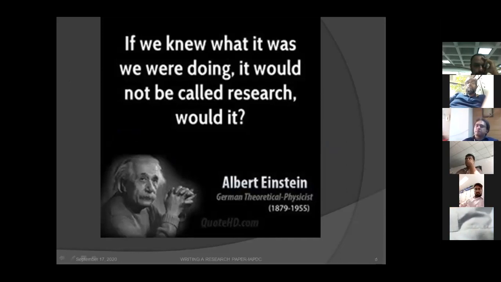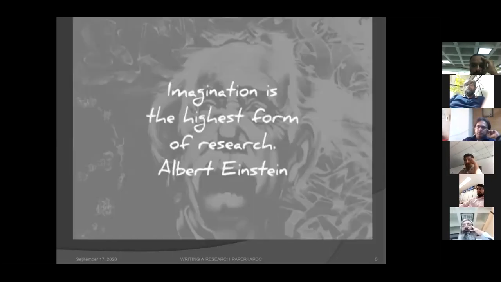Look what Albert Einstein, the German physicist, said: if we knew what it was we were doing, it would not be called research, would it? He means to say that if we already know what is being done, then it is not research. So research in the crux is about something about which we don't know. So it is about finding something out of the unknowns. That is the real research.